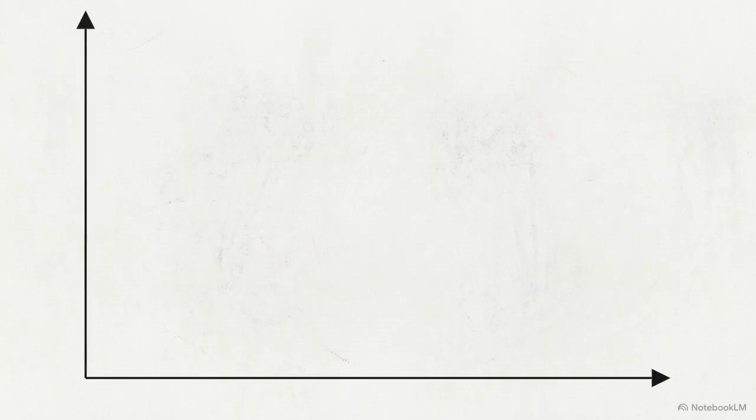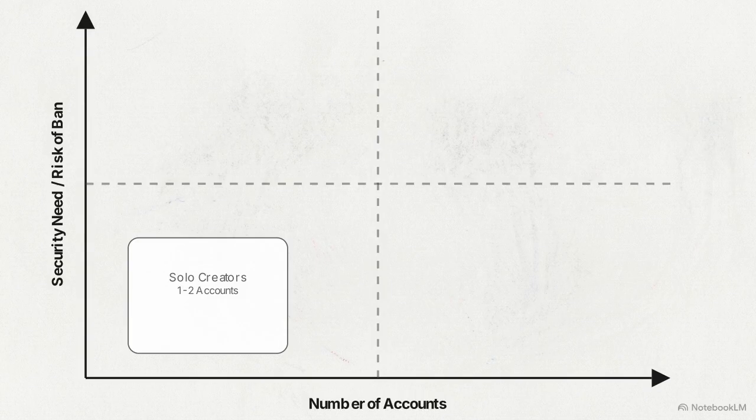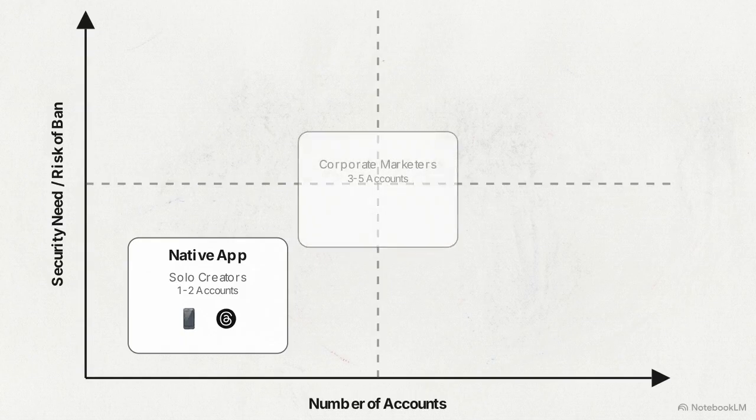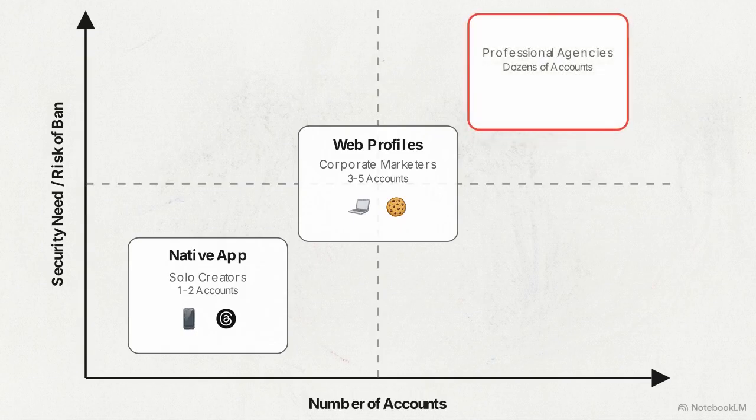This decision framework maps the right tool to your specific operational risk profile. Solo creators running a personal profile alongside a single niche hobby account fall into the low-risk category. The native app is recommended here. The minor risk of cross-contamination is a fair trade for zero financial cost and high mobile agility. In-house corporate marketers juggling 3 to 5 distinct brand divisions under one company umbrella require more organization. Web profiles provide the necessary organizational boundaries and workflow management for this scale.